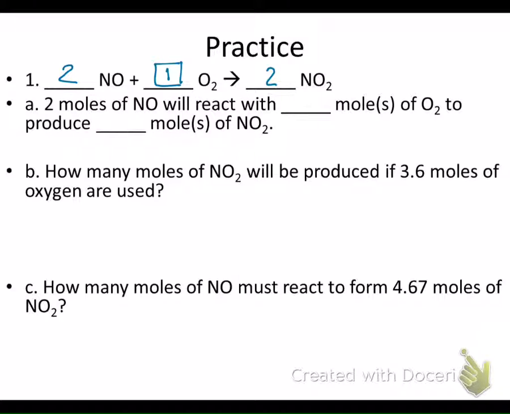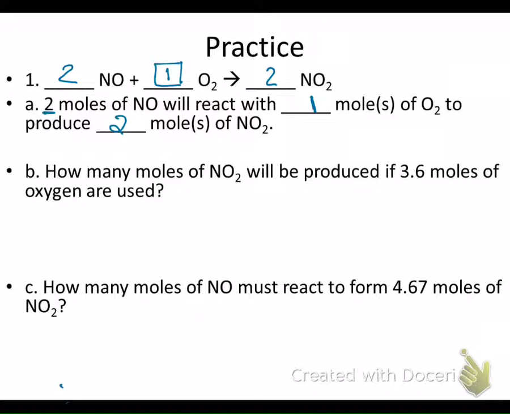Okay? So part A is just taking the coefficients out of the balanced reaction to then interpret what we would need if this was like a recipe. So what this says is that if we have 2 moles of nitrogen monoxide, it will react with 1 mole of oxygen. Where I got that 1 from is from the coefficient in front of the O2. It will produce 2 moles of NO2. And again, that 2 came from the coefficient from our balanced reaction. So B and C are true stoichiometry conversion type problems. So let's go ahead and take a look at what we need to do with these.